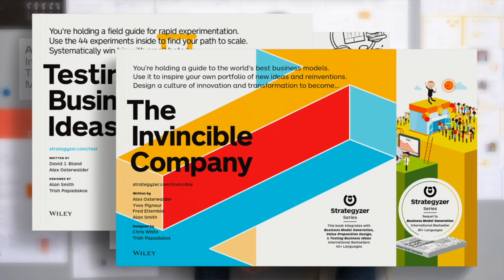If you want to get to the next level, what you want to look at is business model patterns. Now, Alex Osterwalder wrote about these in his book, The Invincible Company, and I highly recommend that you check that out. Now, I'm going to be talking about business model patterns a lot more in future videos.